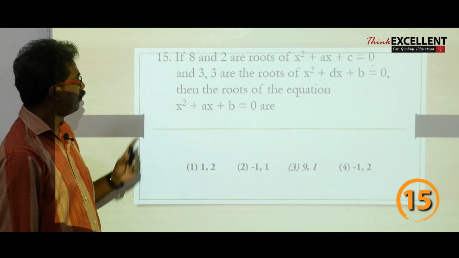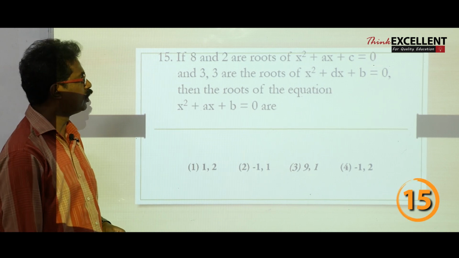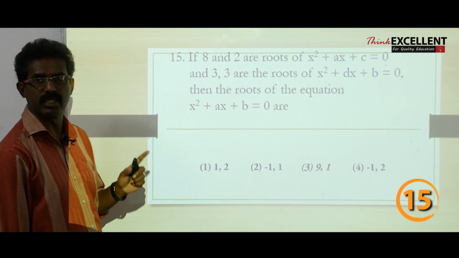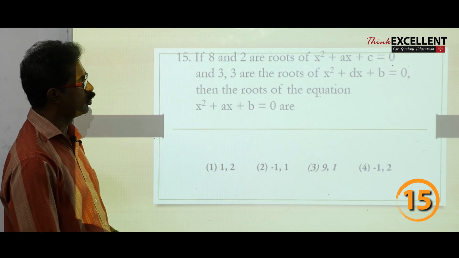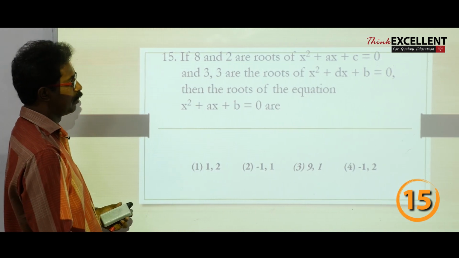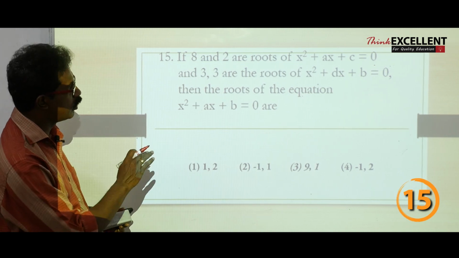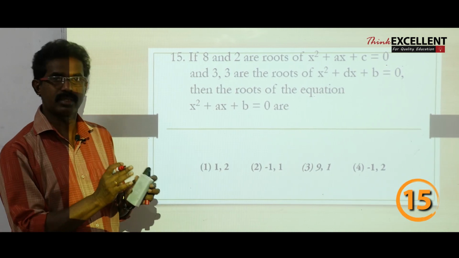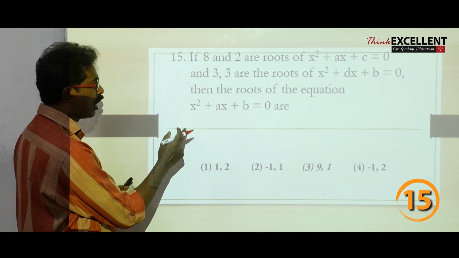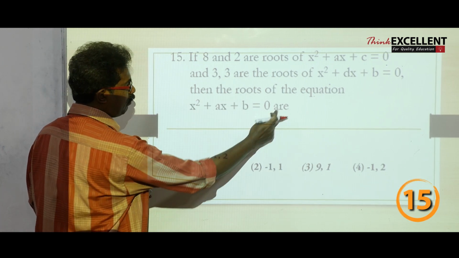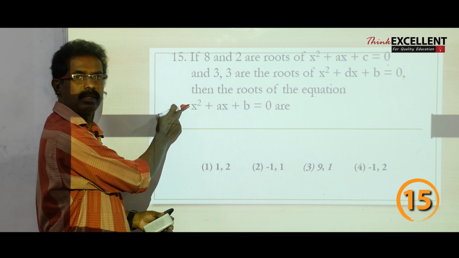Now, let us see the 15th question. 8 and 2 are the roots of the first equation. In the first equation, there are two unknowns, a and c. 3 and 3 are the roots of the second equation. There are two unknowns, d and b. But what they asked, you see, roots of this equation. We have to find the roots of this equation. We have to solve this equation.